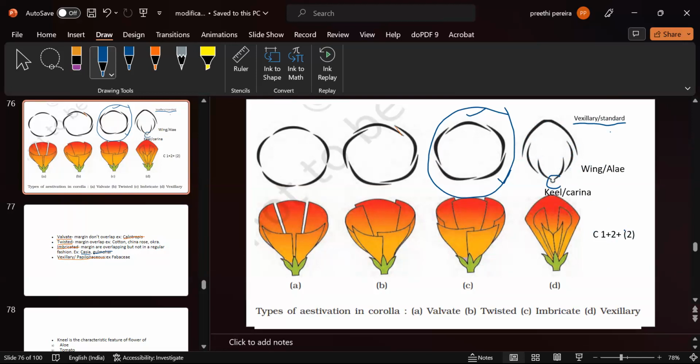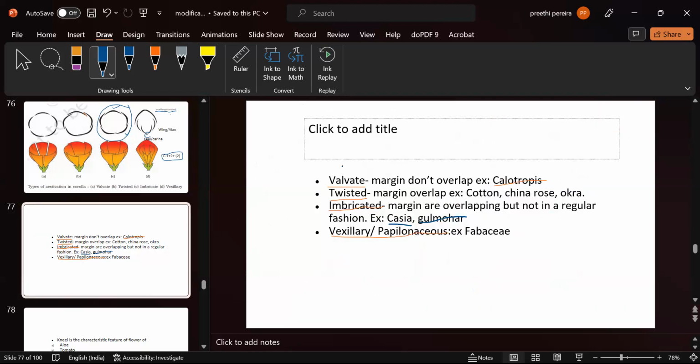And why is the bracket given? Because these two are fused. So this is the floral formula. One standard petal, wing petals, keel petals, and they are fused. So this is vexillary estivation, and the whole Fabaceae shows this kind of estivation. Write this down in your book because the picture is in the textbook. This part you all write down.